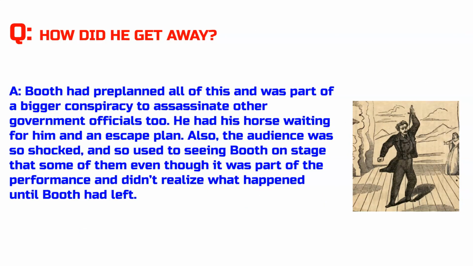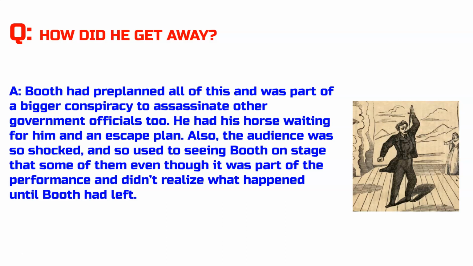Well, there's two parts to this. One is that he pre-planned the whole thing. And he was part of a bigger conspiracy to assassinate other government officials, too. I think someone was assigned to assassinate the Vice President, Andrew Johnson. They didn't succeed. Someone was also sent to assassinate the Secretary of State. And they tried to, and they stabbed him, but he ended up living.